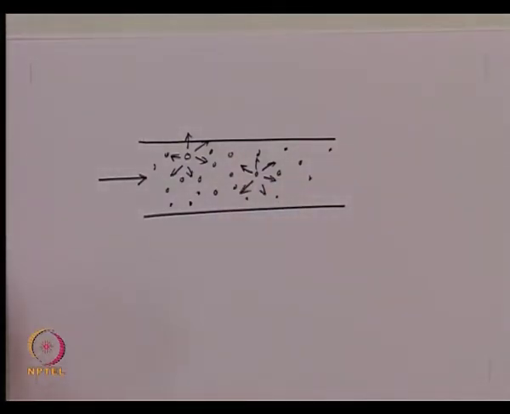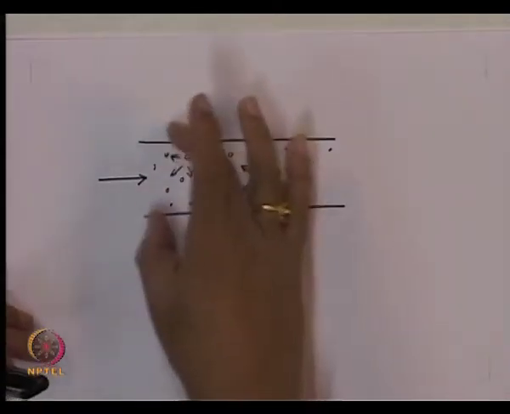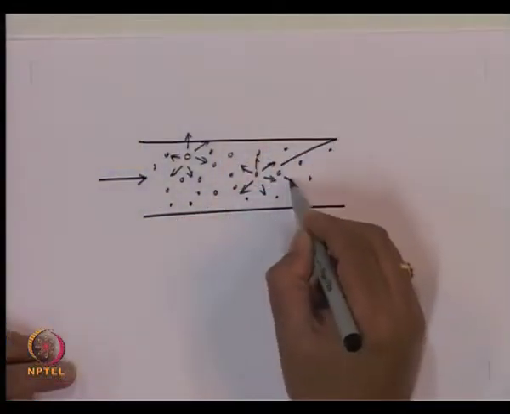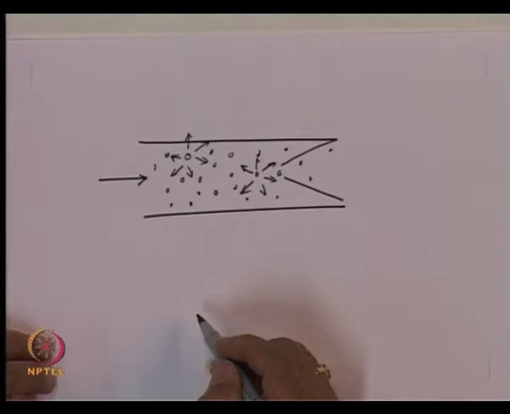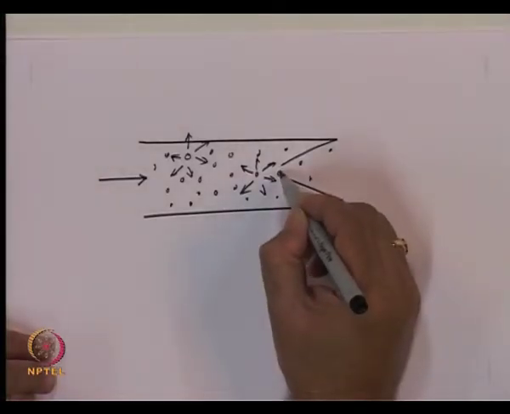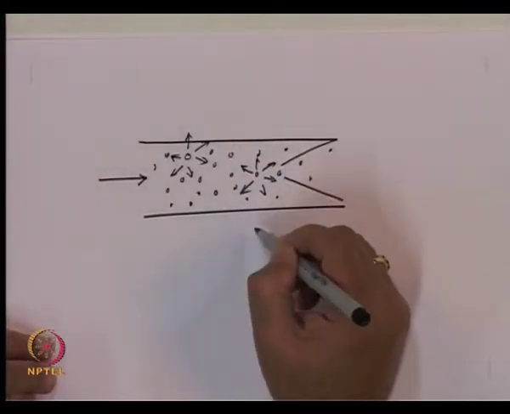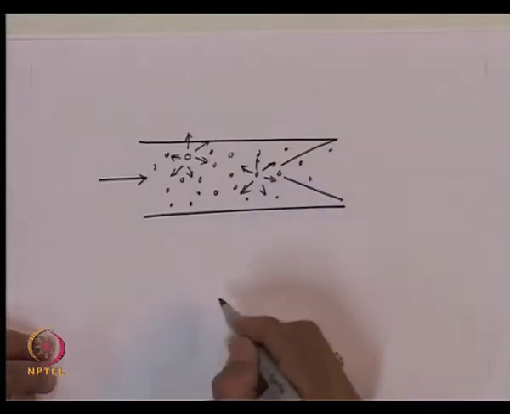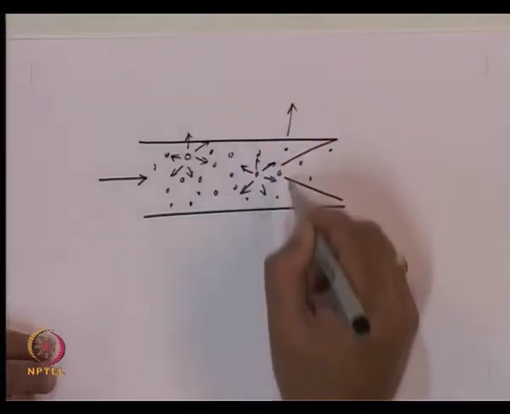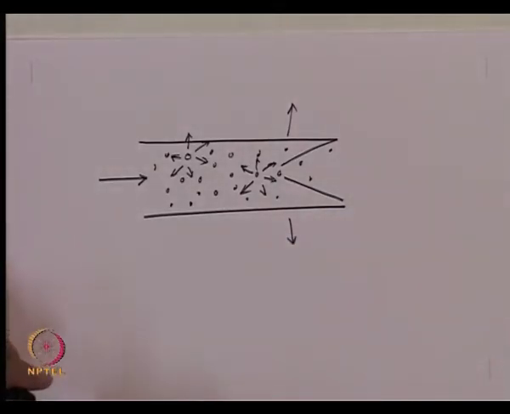Now recall that for a sustained guiding of light, the light must be confined within the numerical aperture cone. So let us say the numerical aperture cone was this. Any light which is scattered outside this numerical aperture cone will not get guided and will be lost from the sides of the fiber. That's what is called the scattering loss.